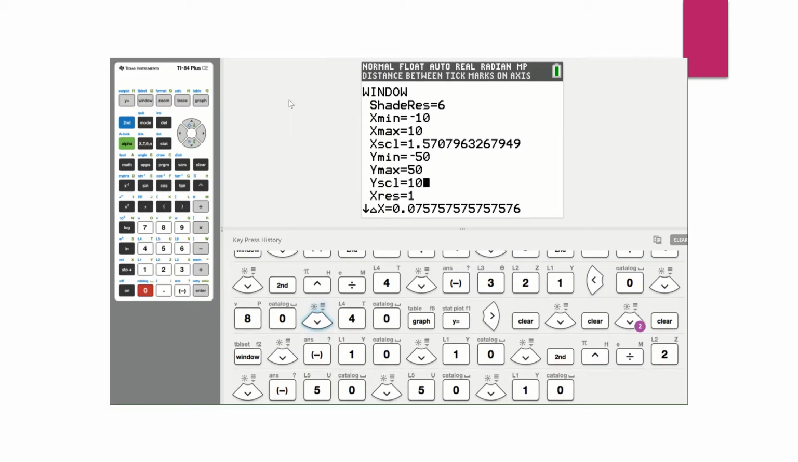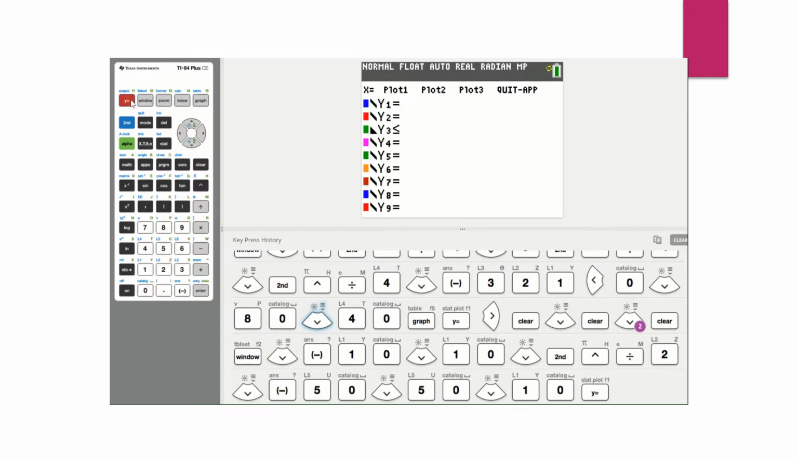All right, well, here we are, and you can see how I set my window settings up for this particular one. Everyone's going to be different as far as the window settings. We got x minimum of -10, x max of 10, x scale of pi over 2, y minimum -50, y maximum 50, and a y scale of 10. Let's go in here and graph these functions.